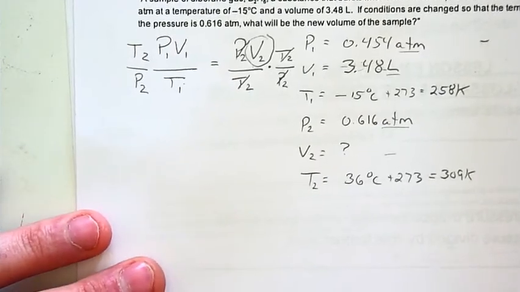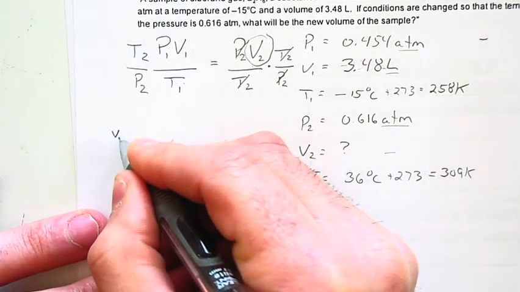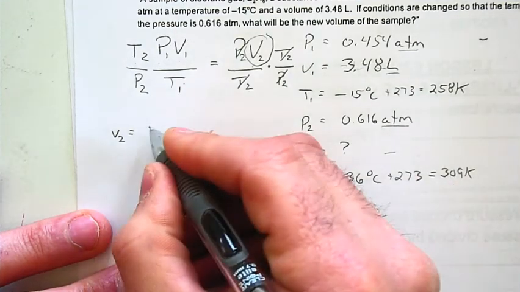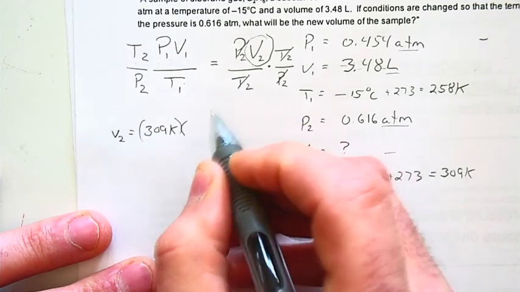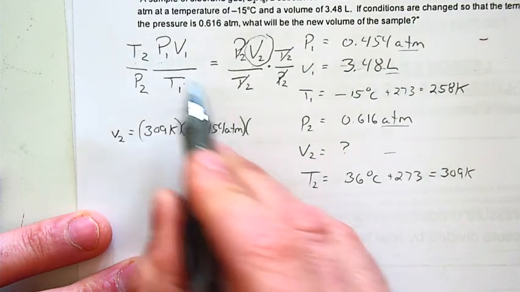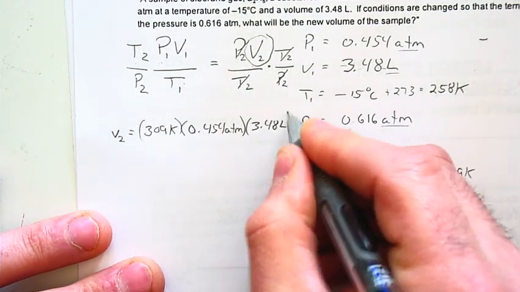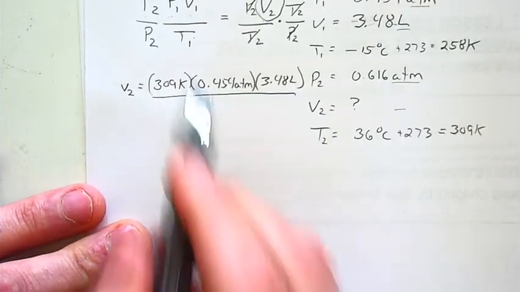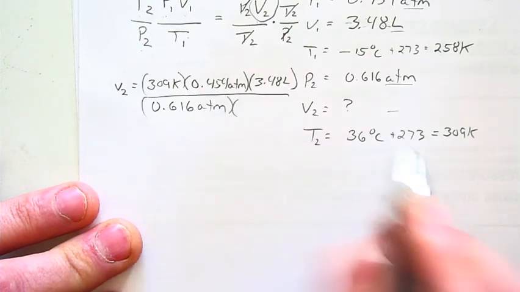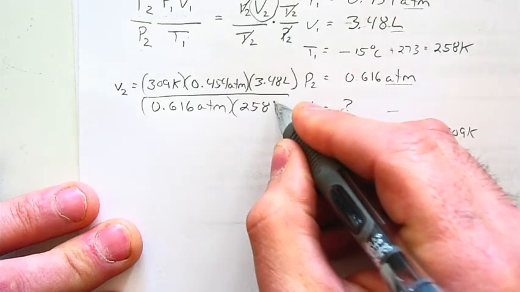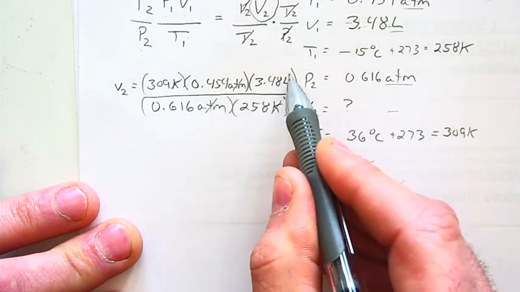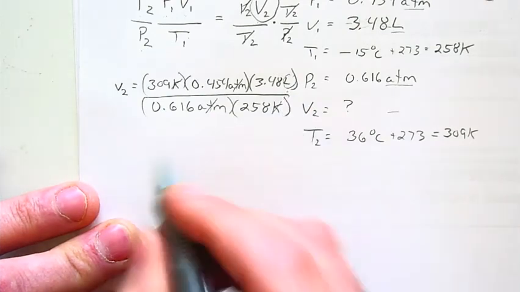Now, we are going to take those numbers and plug them into our formula. So we have V2 is equal to T2 times P1 times V1, all over P2 and T1. T2 is 309 Kelvin. P1 is 0.454 atmospheres. V1 is 3.48 liters. All over P2, which is 0.616 atmospheres, and T1, which is 258 Kelvin. Canceling out the units, atmospheres with atmospheres, the only unit left over is liters, which means that's going to be the units of our answer.